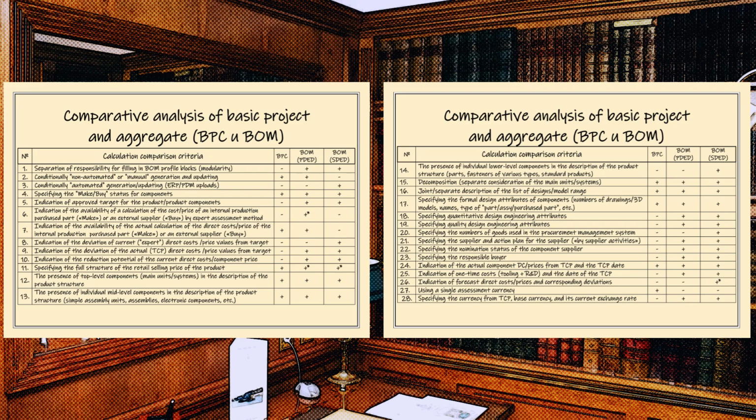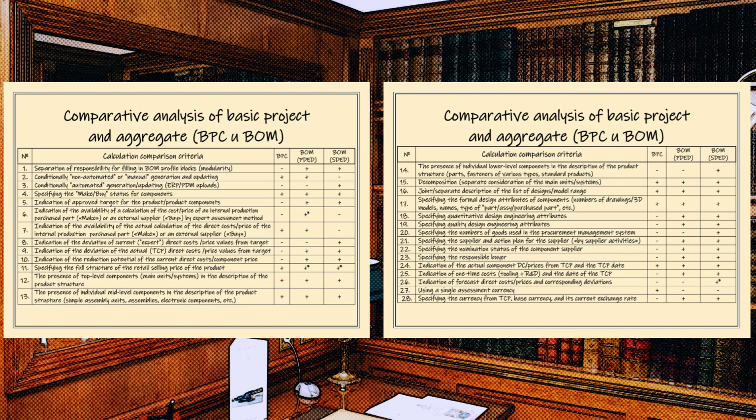Criterion 27. Using a single assessment currency. The criterion shows that a slight change to the exchange rate at the stage of the project is not critical in terms of the significant error of the pricing methods used, i.e. parametric methods for estimating direct costs simply absorb this minor fluctuation in the exchange rate. Therefore, to simplify the calculation, you can use a single currency.